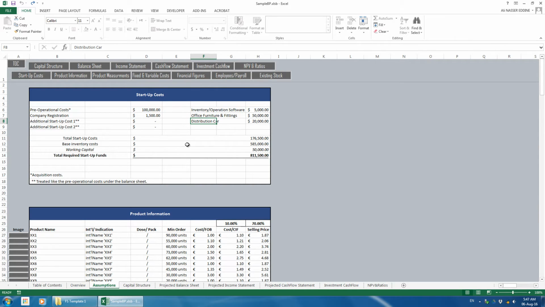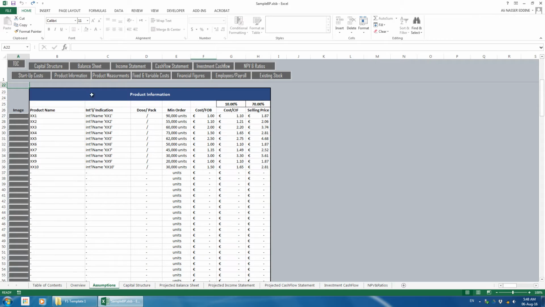Base inventory costs is a calculated cost and can't be changed. It is the total amount of your first year inventory cash purchases minus the purchases you make on account, if any. This amount can be included under the working capital, but we separate them for more dynamics. Working capital is an excess cash that you keep for initial daily and unexpected costs. We need to have the total required start-up funds to start the company.